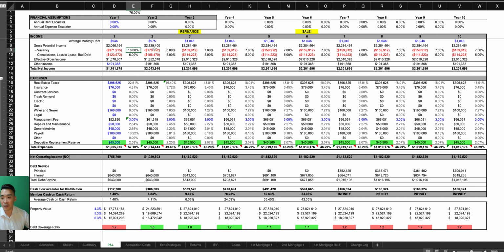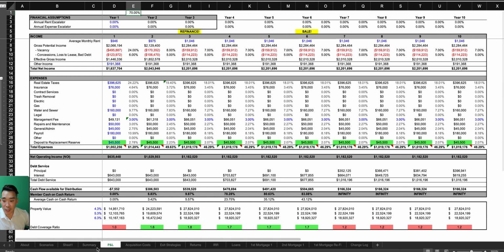Let's go and play around with the vacancy a little bit more and see how low we can get that. 23%, so about 24. So 24 plus 6 is 30% economic vacancy, which creates the 70% economic occupancy, which is what I think is the real case scenario, what the break-even on this would be.